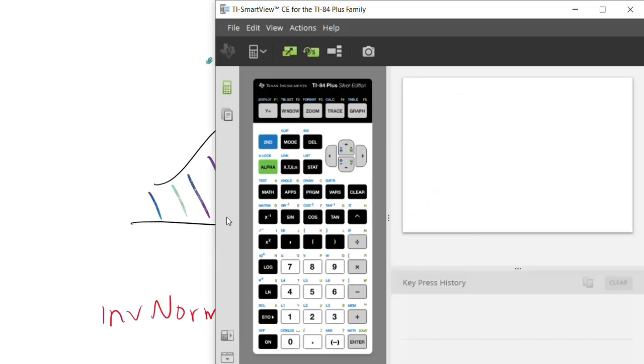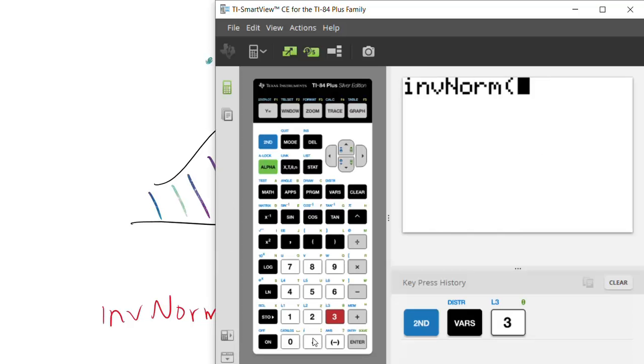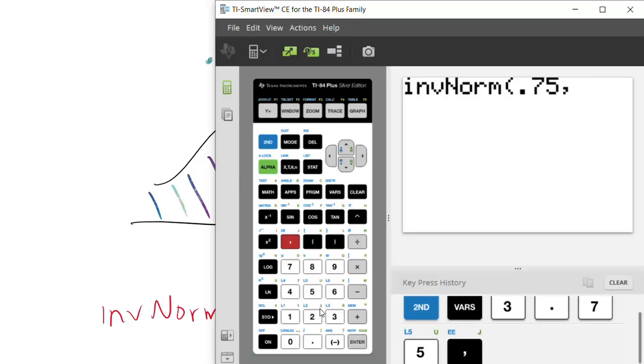Okay, let's see how much money this would be. So second vars, choice 3, because we have the area and we're looking for the bound. 0.75, because that's the area to the left of our bound. The mean was 57,000.